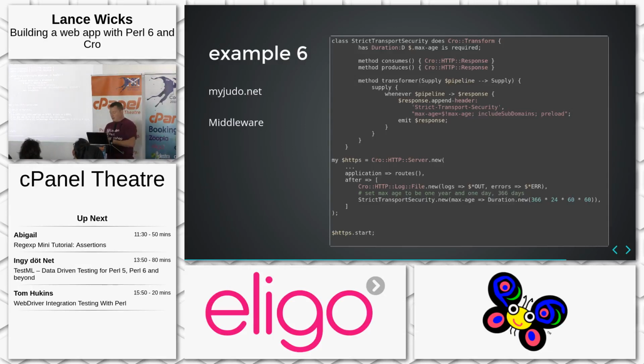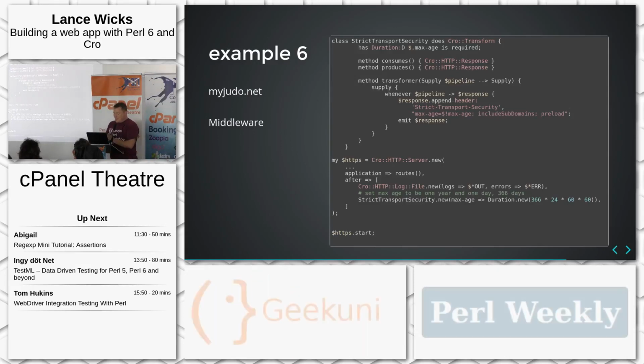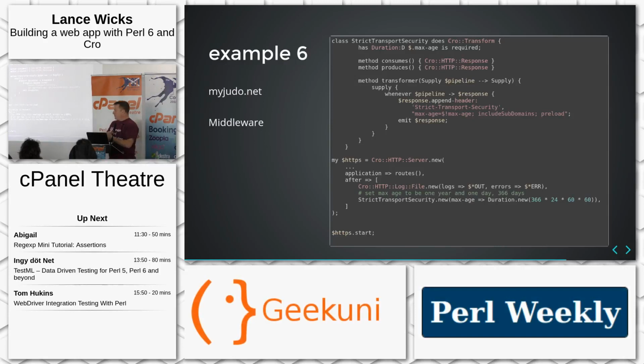So this class is a Cro transform. And I pretty much don't have to describe it, but I will, because reading code off a slide is the best way to do a presentation. So basically it consumes something and it produces something. And what it consumes and produces is the same thing. It's just an HTTP response, and then it transforms it in the middle.